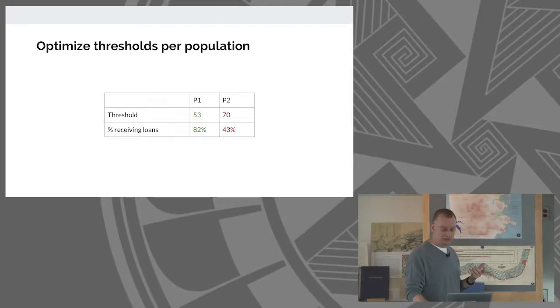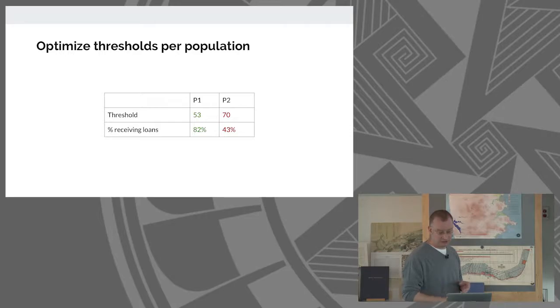One thing that you might try is, how about if we set the thresholds differently per population? Maybe that'll help. That actually makes it worse. Now I've raised the threshold even more for P2, so it's even harder for someone in P2 to get a loan, and a significantly smaller fraction of them receive loans. Almost twice as many people in P1 are now receiving loans versus P2. Okay, so that's probably not what we want.